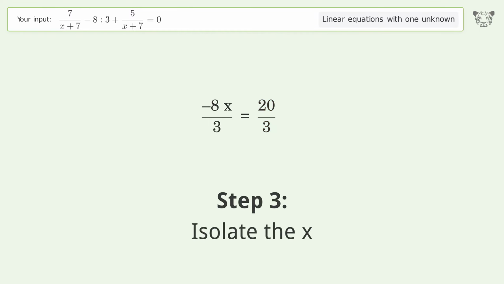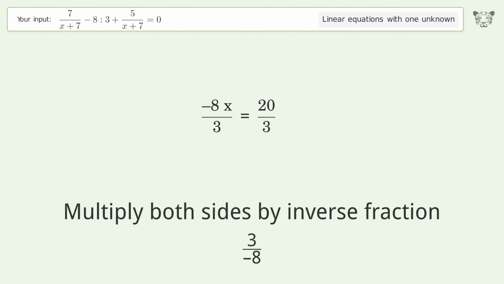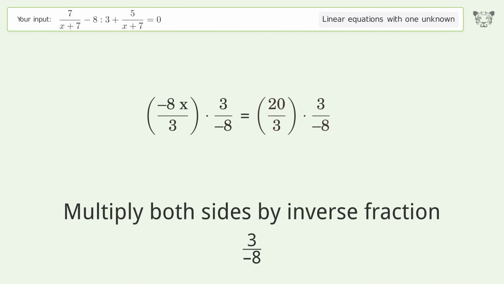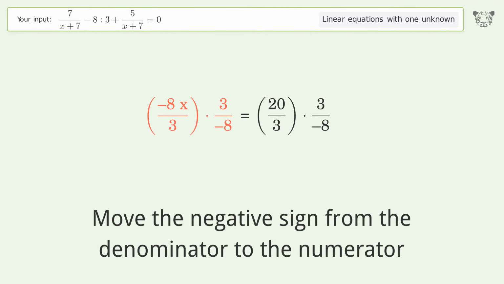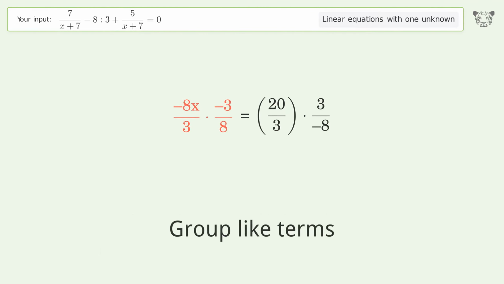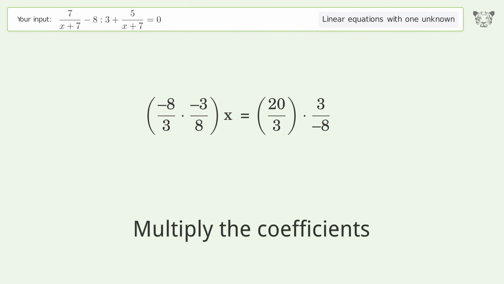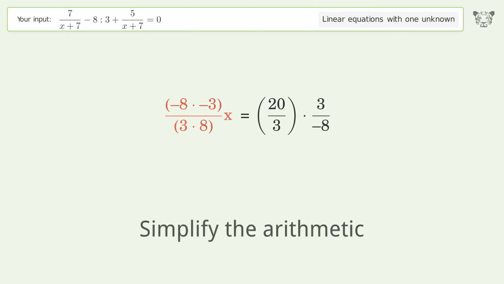Isolate the x. Multiply both sides by inverse fraction 3/8. Move the negative sign from the denominator to the numerator. Group like terms. Multiply the coefficients. Simplify the arithmetic.